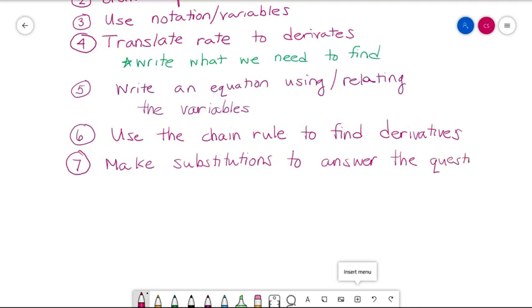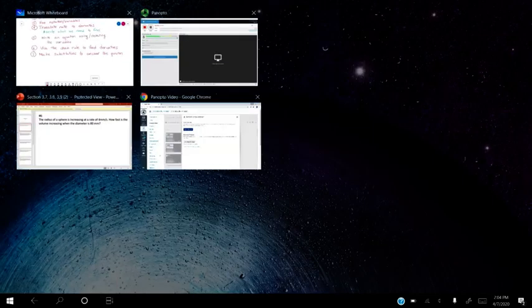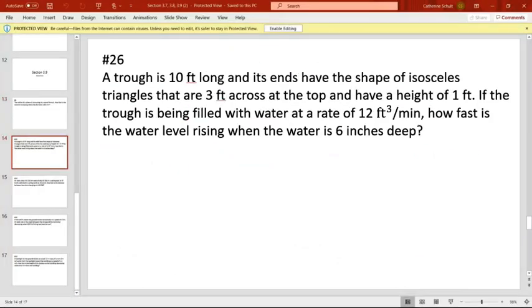Okay. So let's look at another example. Here we have number 26 from our textbook. A trough is 10 feet long and its ends have the shape of isosceles triangles that are 3 feet across at the top and have a height of 1 foot. If the trough is being filled with water at a rate of 12 feet cubed per minute, how fast is the water level rising when the water is 6 inches deep? Whew. That's a lot of information, right?